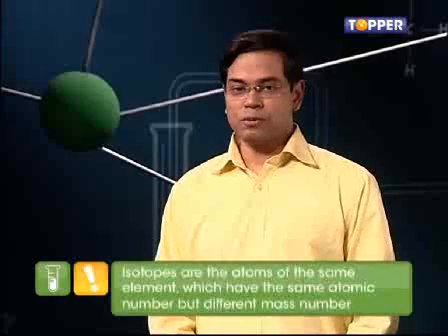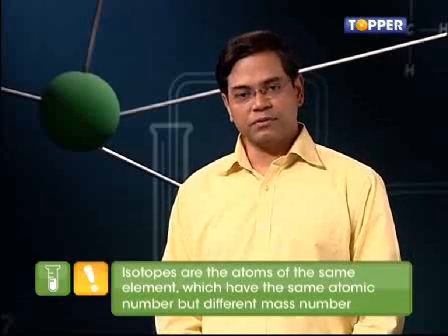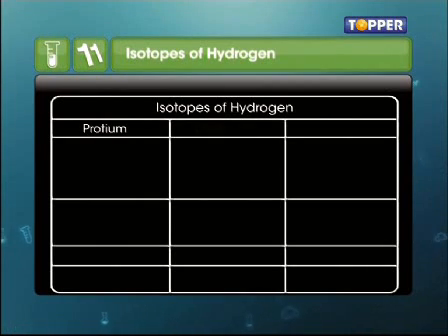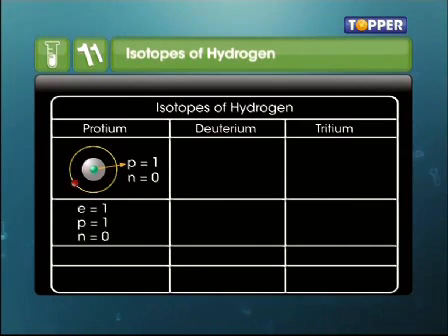But hydrogen does have isotopes. Recall that isotopes are the atoms of the same element which have the same atomic number but different mass number. Hydrogen has 3 isotopes: protium, deuterium and tritium. Out of these, protium is the most common hydrogen isotope with a relative abundance of more than 99.98%. It contains one proton and no neutron. Thus, its mass number is 1. Recall that mass number is equal to the sum of number of protons and neutrons.